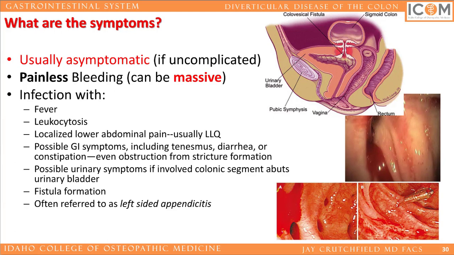If a fistula is present, the patient can have air in their urine, called pneumaturia, or feces in their urine, fecaluria, or even simply have symptoms of urgency and frequent urination, or recurrent urinary tract infections if the involved colon segment abuts the urinary bladder. Many times, left-sided sigmoid diverticulitis is referred to as a left-sided appendicitis. Many a surgeon has been fooled into thinking their patient has appendicitis when they actually have diverticulitis, and vice versa.